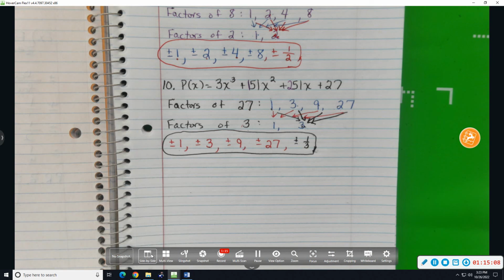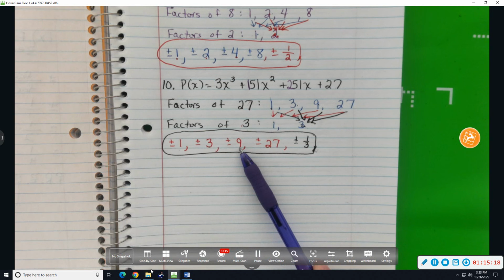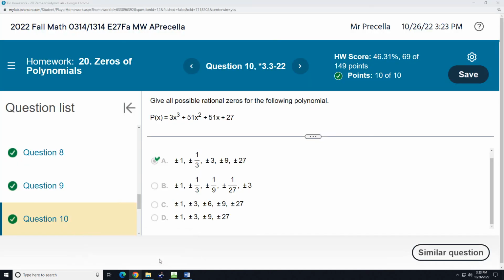Go back to that one that we just did. If we had gone the other way, 1 over 1, 3 over 1, we would have gotten the 1/3, 1/9, 1 over 27, and that's going to be listed. The way they got this answer, they put the 3 on top and then the 27 factors. It's the constant term that goes on top, and then the leading coefficient goes on bottom.